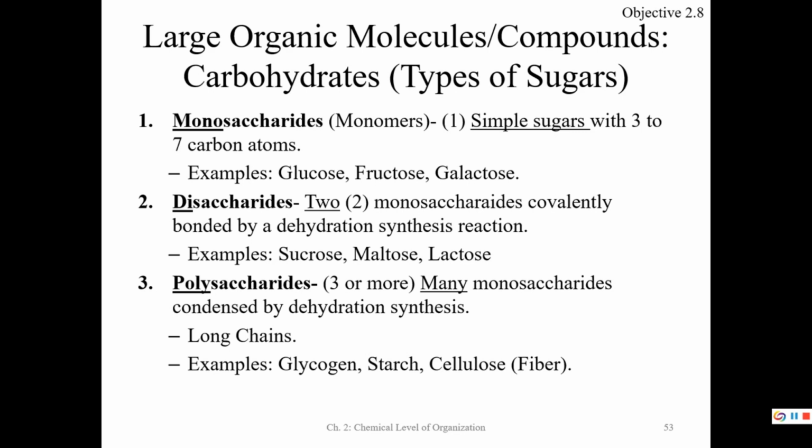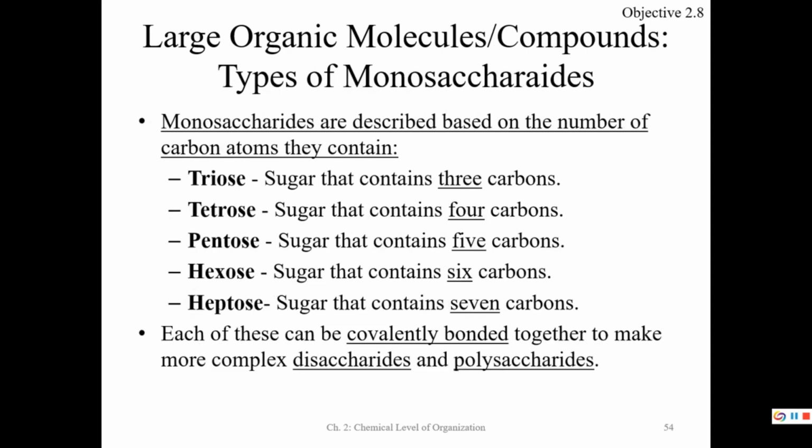Glucose, fructose, galactose, these are all monosaccharides. You can take glucose and fructose and put them together to make a disaccharide called sucrose. Sucrose, table sugar, is glucose and fructose bonded together. 2 glucoses make maltose. A glucose and a galactose make lactose, milk sugar. Polysaccharides are glycogen, starch, and cellulose, fiber. They are just a bunch of glucoses forming long chains.